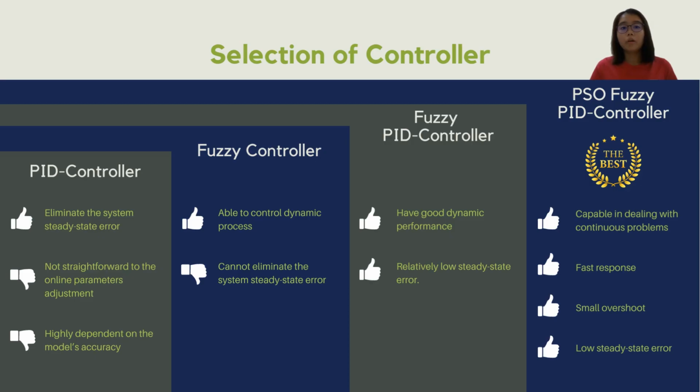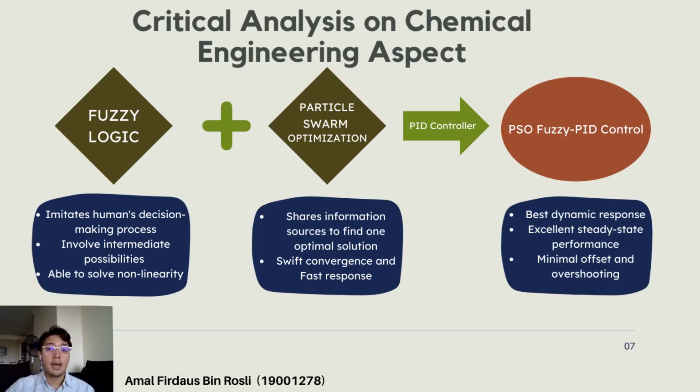suitable pH value. Moving on to the controller used in this control system, there are four controllers being compared, which are the PID controller, Fuzzy controller, Fuzzy PID controller, and PSO Fuzzy PID controller. By comparing all controllers, PSO Fuzzy PID controller is the best controller as it is capable in dealing with continuous problems such as the fertilizer application system. Besides, it can provide fast response, small overshoot, and relatively low steady-state error.